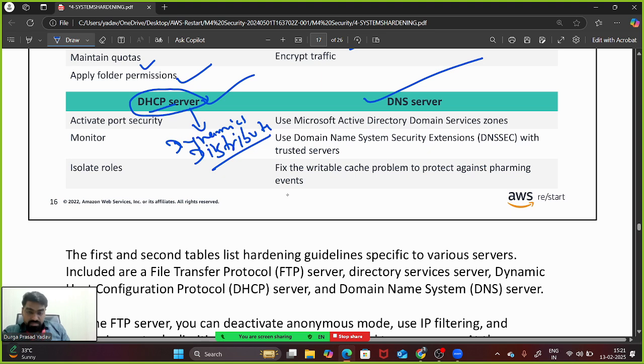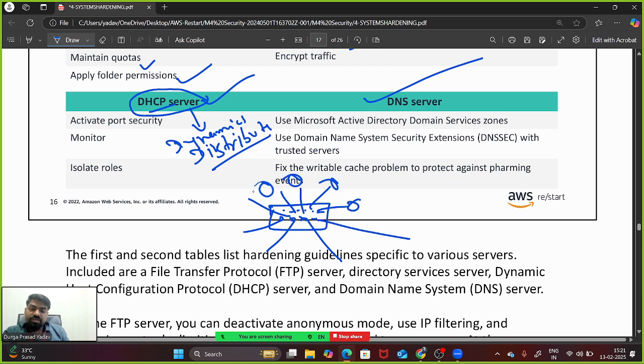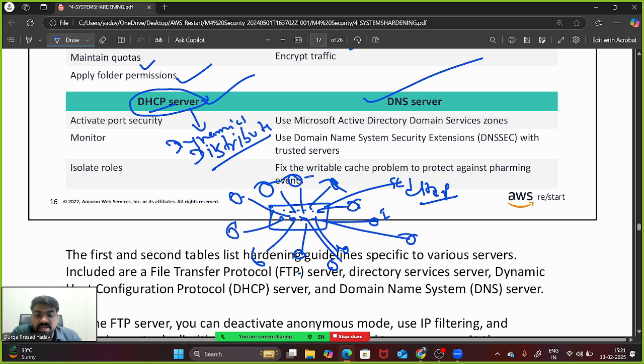So let's say this is your switch and you are connecting your multiple computers here. This is one computer, so many computers you have connected. Now you are not going to give an individual IP to each computer. What you will do, you will just use the DHCP server and you will distribute the IP address to all the systems.